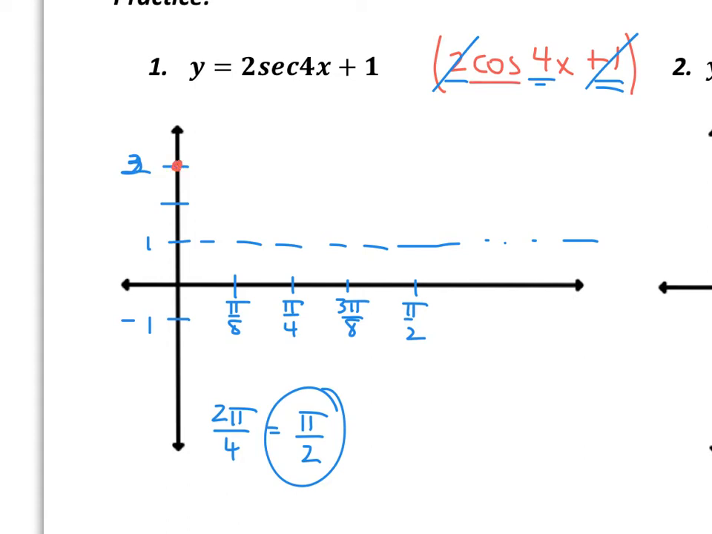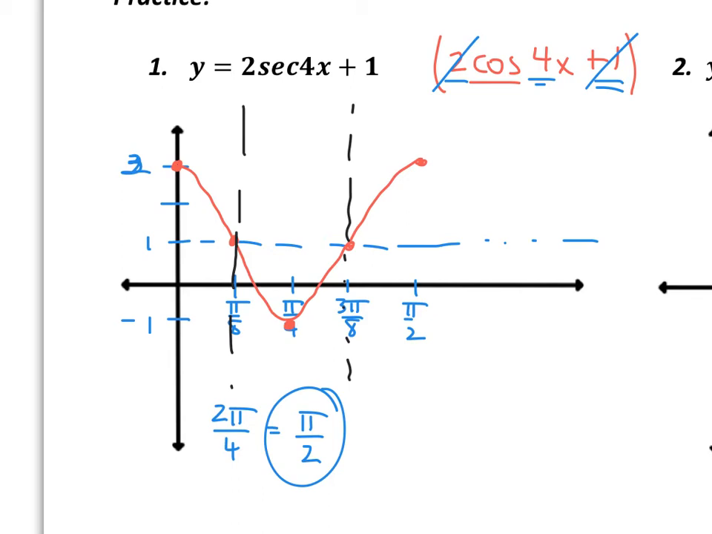We're going to come down to the midline at pi over 8. We'll go down to -1 at pi over 4, back to the midline, and then finish up at the top. All right, so if I were to graph the entire curve, I get this. And then based upon what I said a second ago, when you go to graph your secant curve, remember anytime it crosses that midline, that becomes your asymptote.